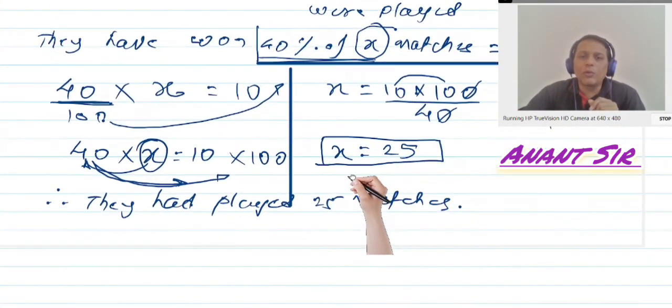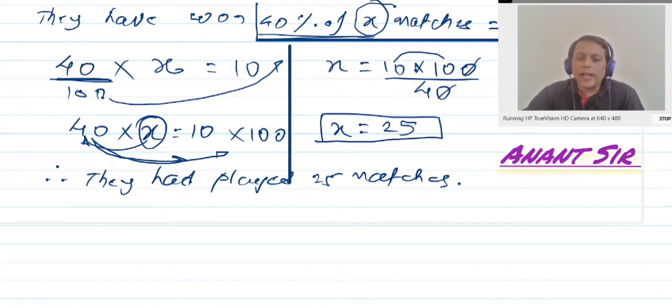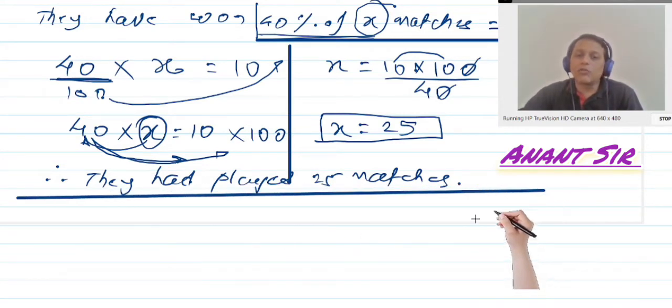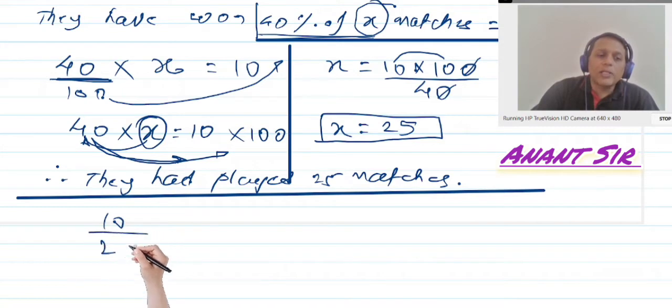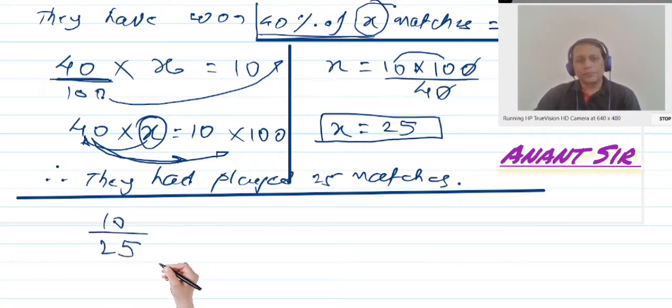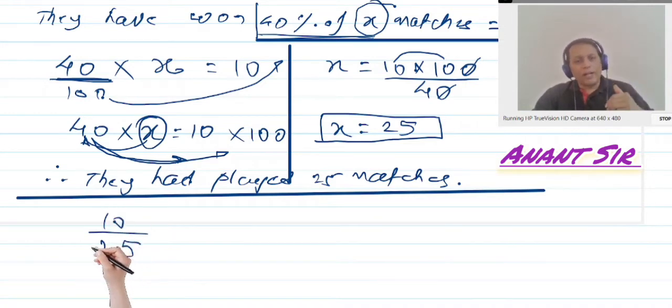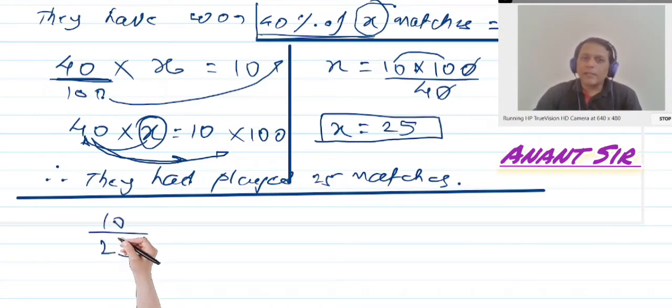What you will do, see, they said that their win percentage was 40, right? Now they have won 10 matches out of 25, correct? They have given us that they won 10 matches out of the total matches they played. We have found the total matches as 25. So 10 out of 25 is their win percent. Now 10 out of 25 is the number of matches that they have won.